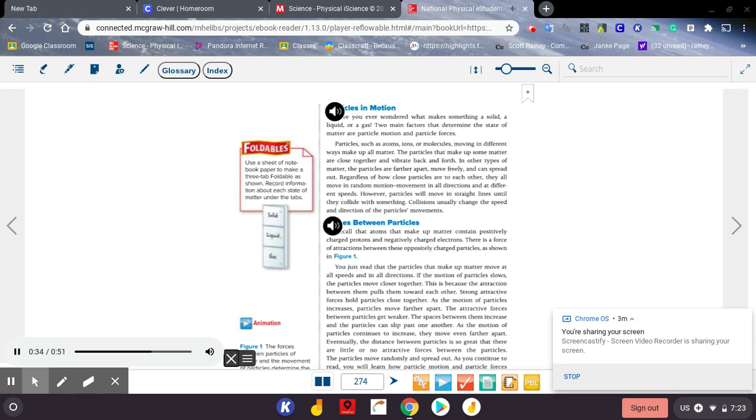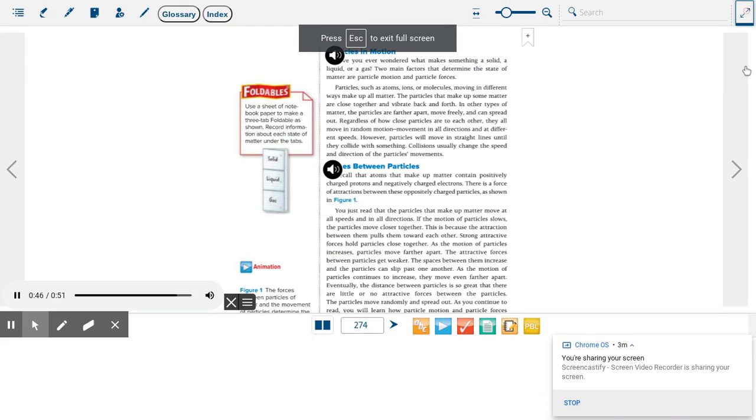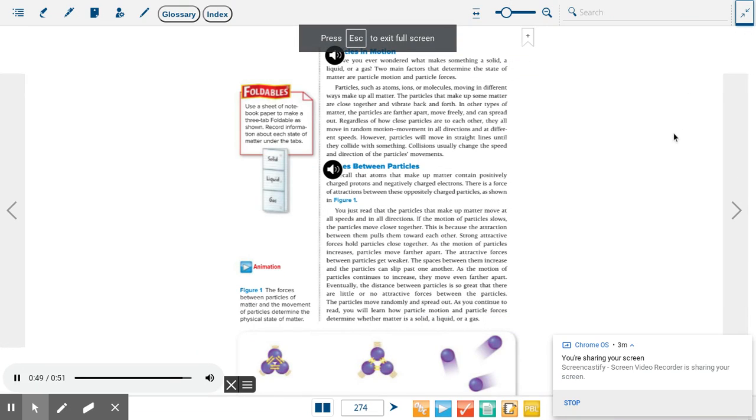Regardless of how close particles are to each other, they all move in random motion, movement in all directions and at different speeds. However, particles will move in straight lines until they collide with something. Collisions usually change the speed and direction of the particles' movements.